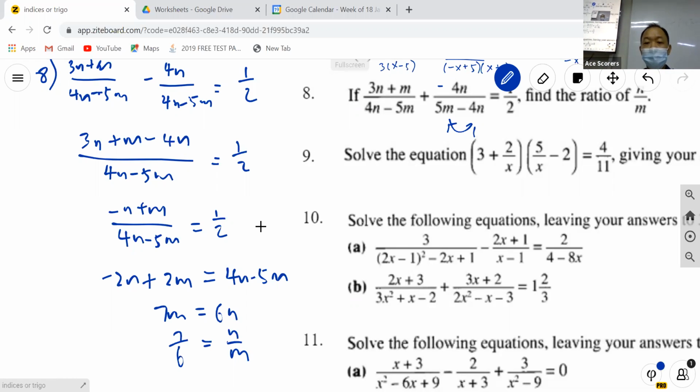Okay, that's it. Okay. Must try one now. This is a factorization.